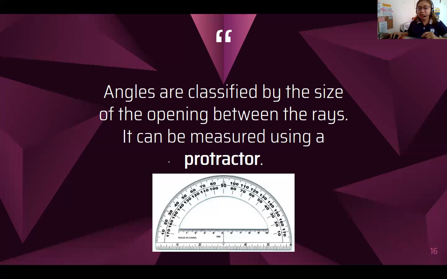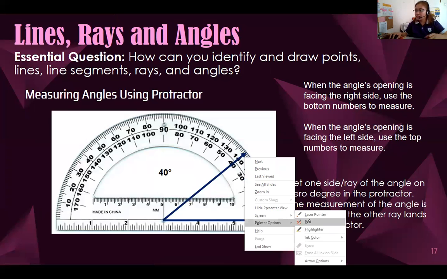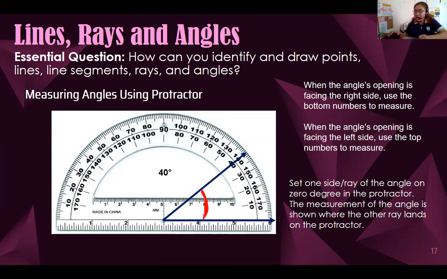Now, let me give you some examples on how we can measure angles using a protractor. First, there are some protractors that have two layers of numbers, the outer ring and the inner ring. When the angle's opening is facing the right side, look carefully at this example. You will use the bottom numbers, or the inner ring.